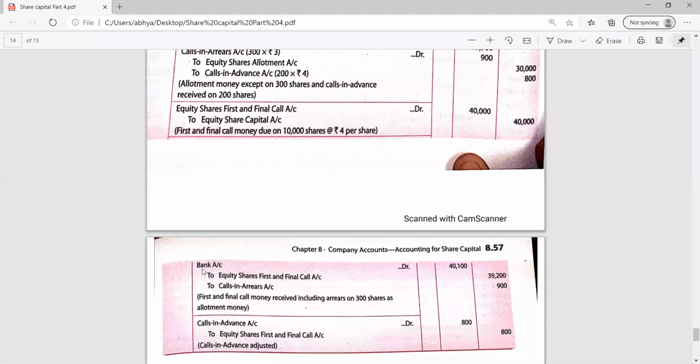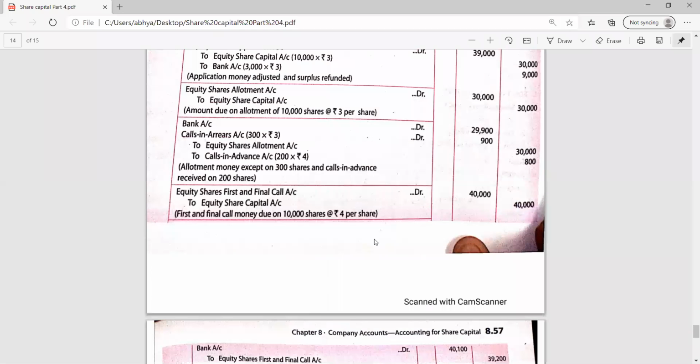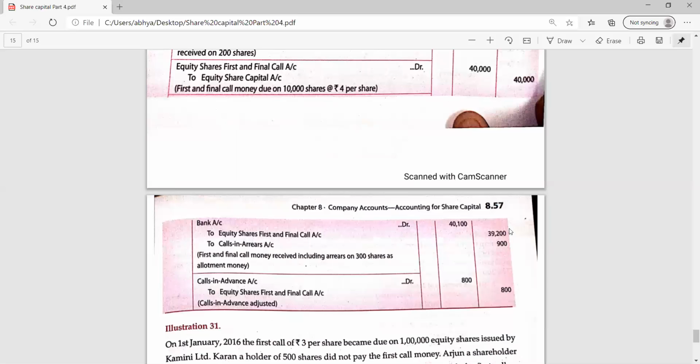You can remember it like this also. So calls in advance account debit with 800. The amount with which it was credited, it will be debited with the same, 800. To share first and final call 40,000. Then calls in arrear: the amount that was lying in calls in arrear, 900, will be written here, 900. Now 40,000 here and 900 here, 40,900, and in calls in advance 800. So the balance, 40,100, will be written in the bank account. Please tell me, is it clear or not?